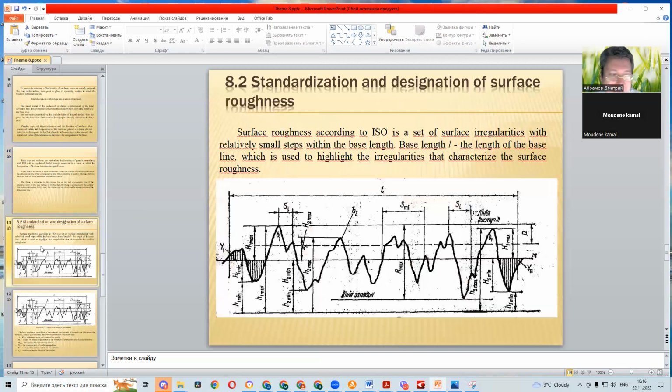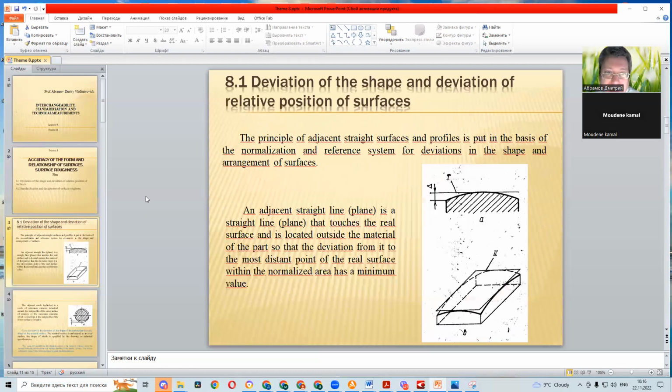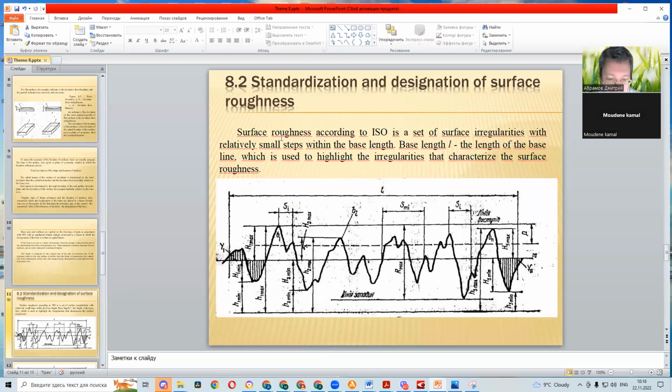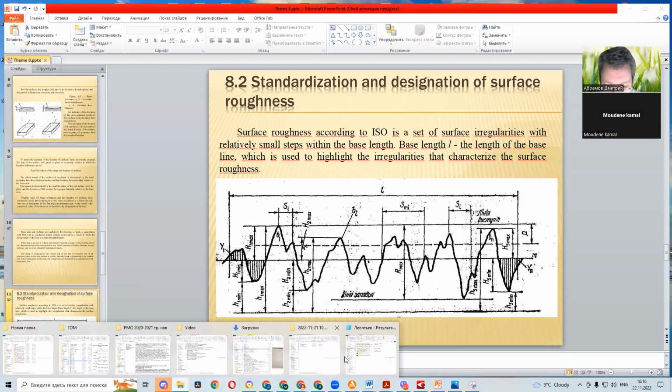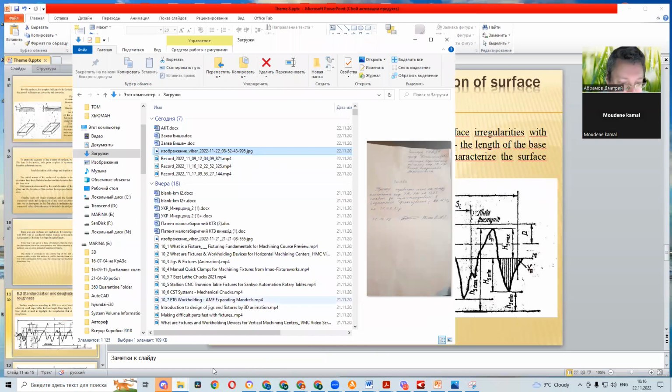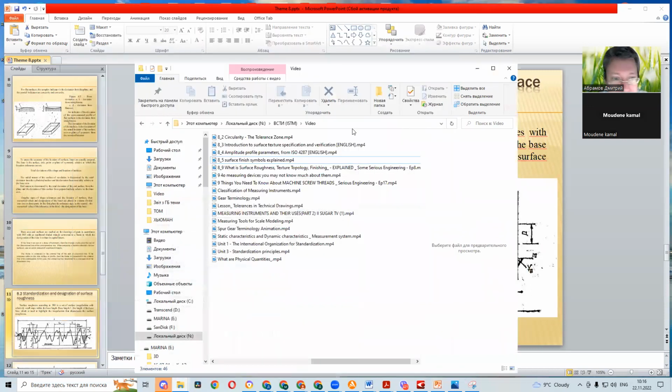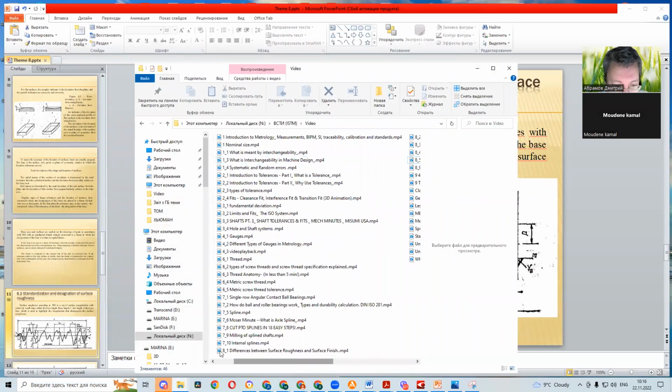And now, before we start item 8.2, standardization and designation of surface roughness, we can see some videos about item 8.1, deviation of the shape and deviation of relative position of surfaces. And of course, about surface roughness. Video number 1.